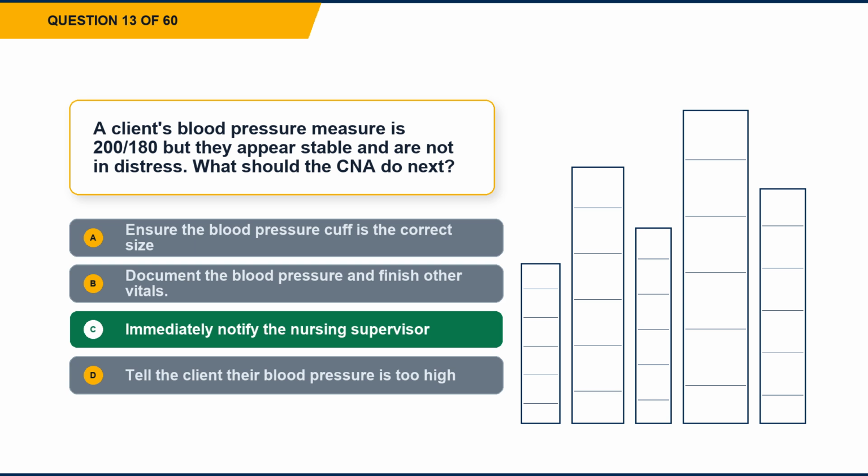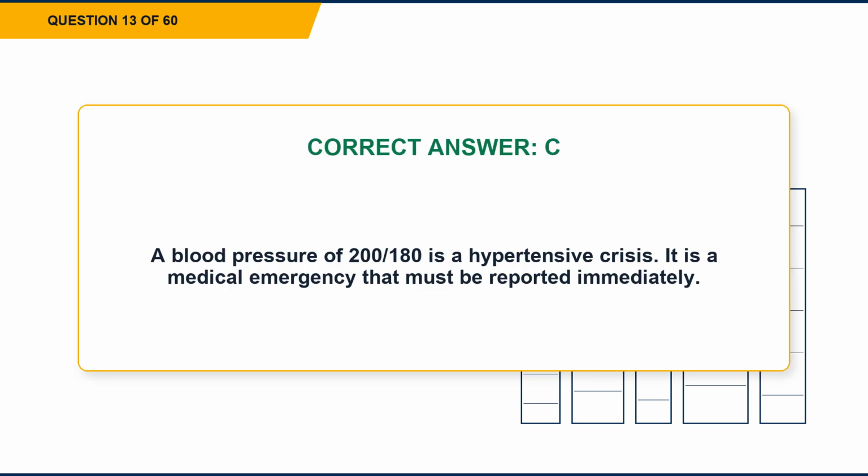The correct answer is option C, immediately notify the nursing supervisor. Explanation: a blood pressure of 200/180 is a hypertensive crisis. It is a medical emergency that must be reported immediately.